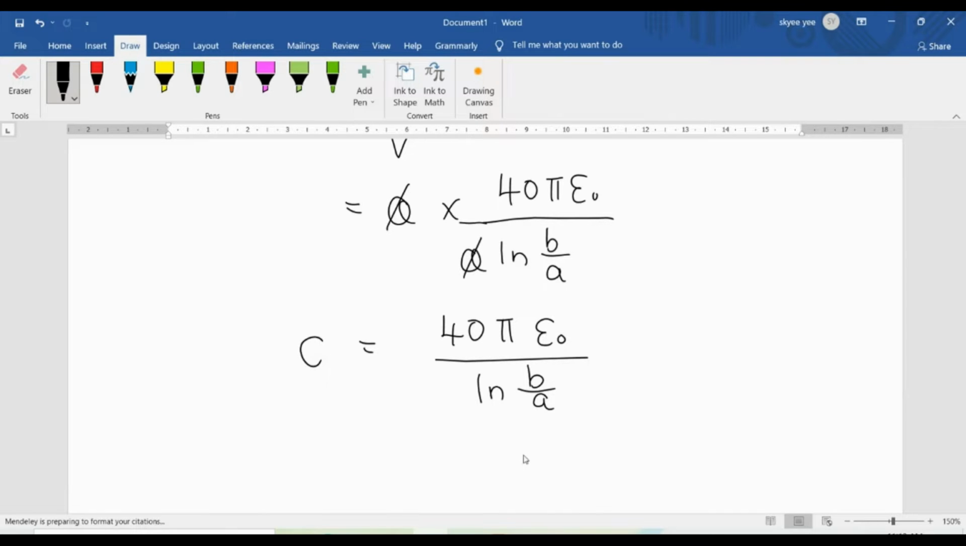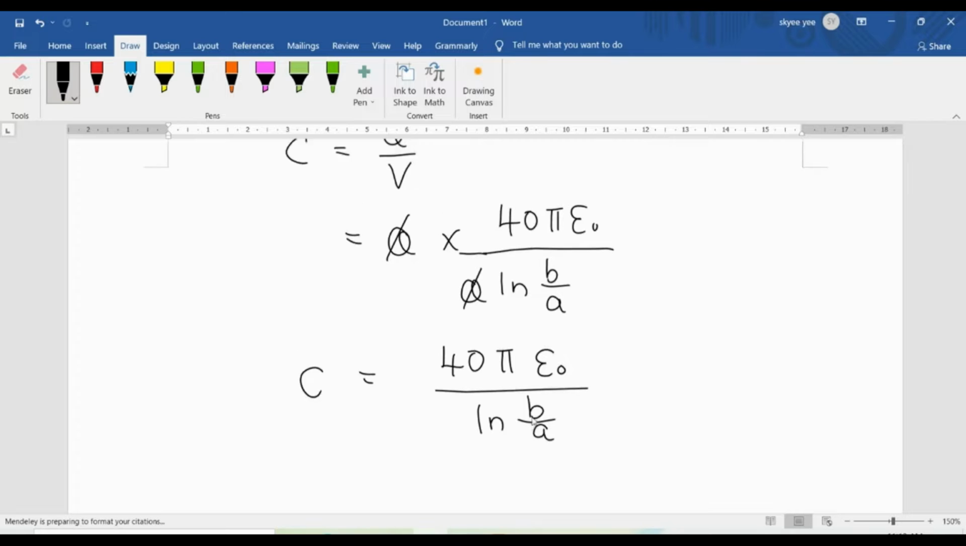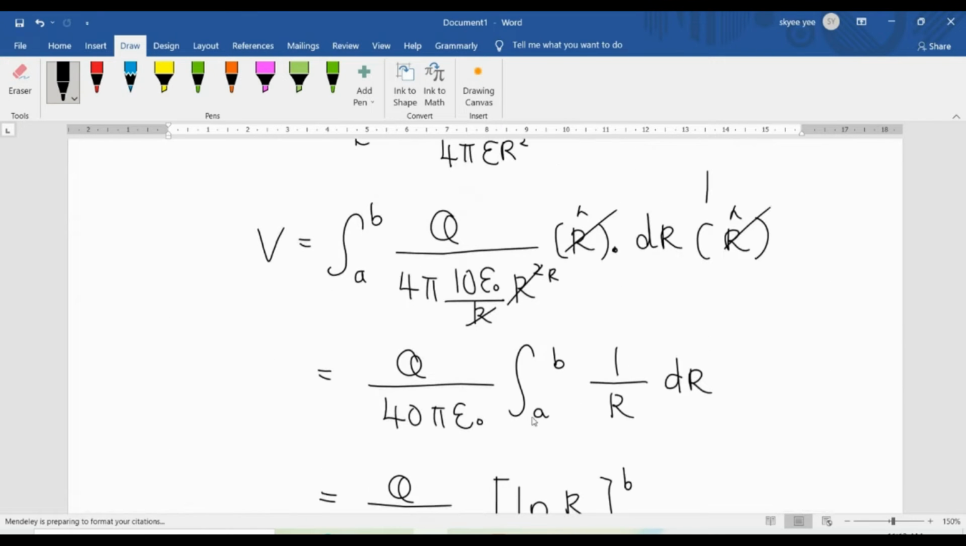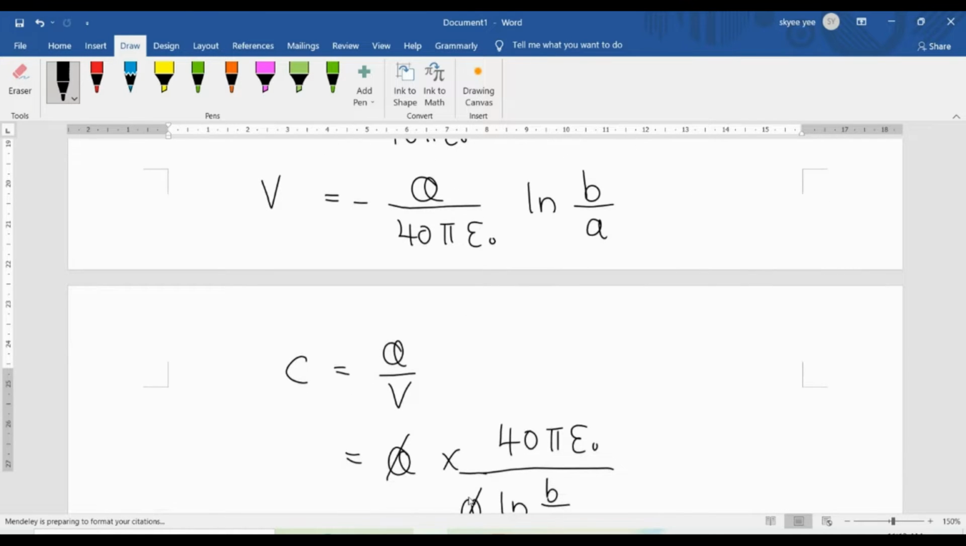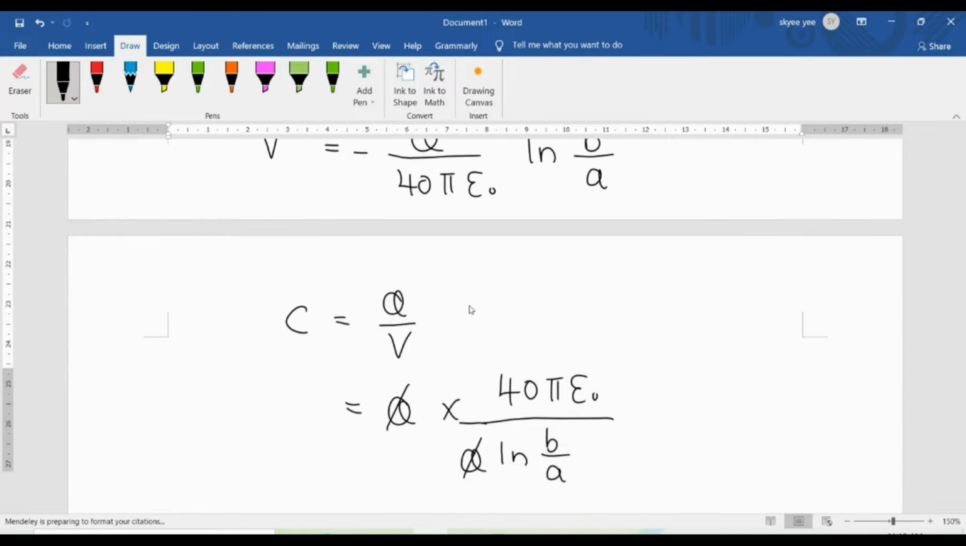Over there, it has a negative, right? If we don't put the negative... Oh, okay, negative, yeah, right. So for this negative, you can still put this thing here, but at the end, you will modulus it. You won't consider the negative for the calculation of capacitance.